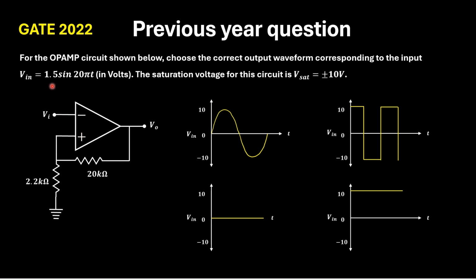So even if the signal is a harmonic signal, the output will be switching to plus saturation or minus saturation depending on the upper threshold and lower threshold voltage. So this is not the right answer. It cannot be 0 volt also, neither can it be a constant of 10 volts. So this is the correct answer.